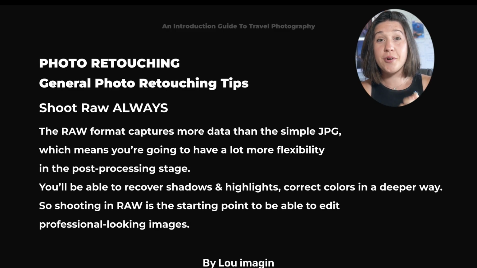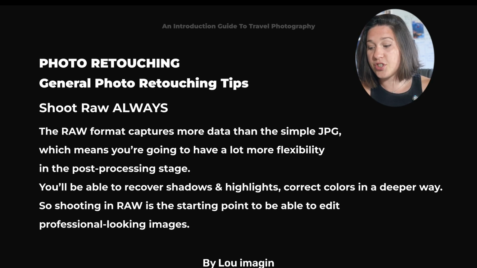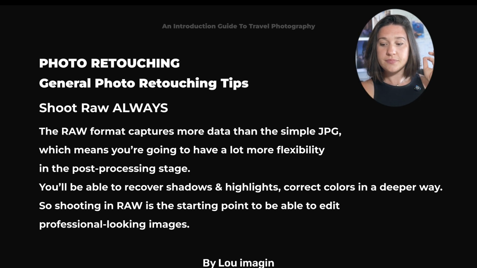Now, shoot RAW always. The RAW format captures more data than the simple JPEG, which means you are going to have a lot more flexibility in the post-processing stage. You will be able to recover shadows and highlights, and correct colors in a deeper way. So shooting RAW is the starting point to be able to edit professional looking images.